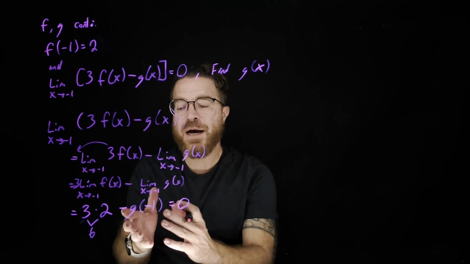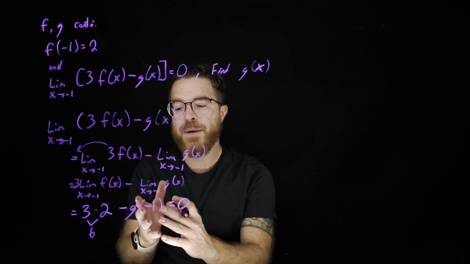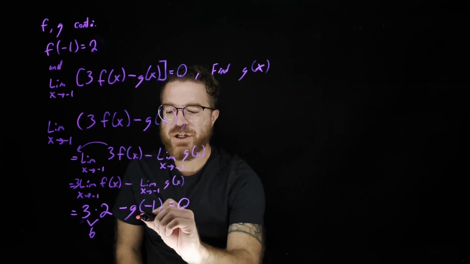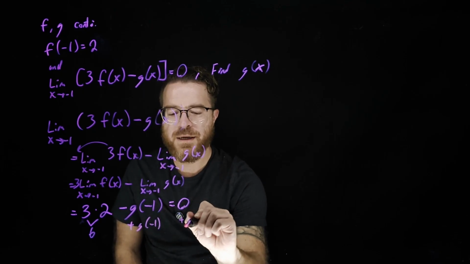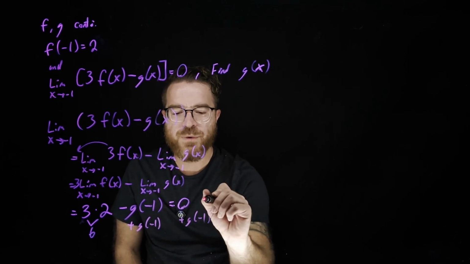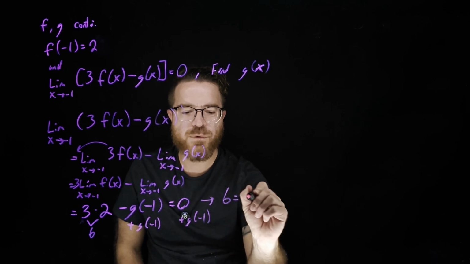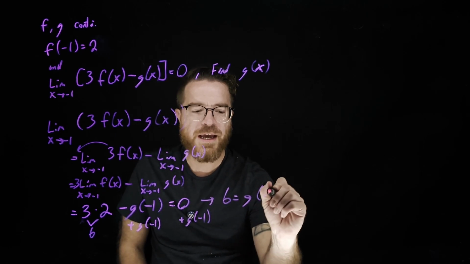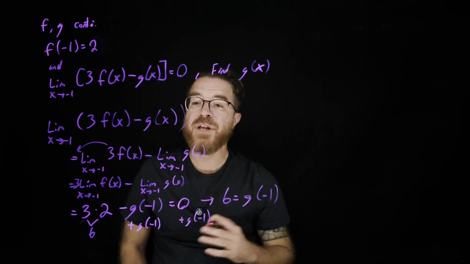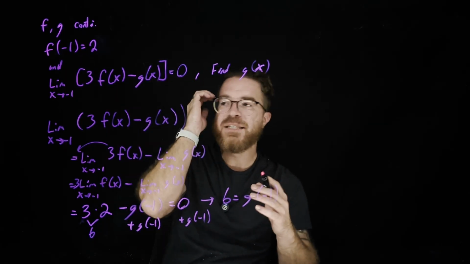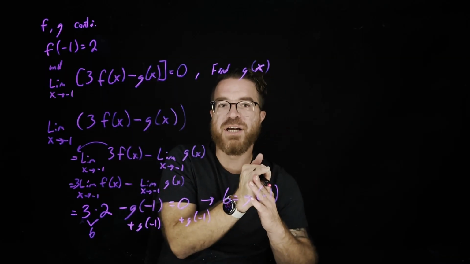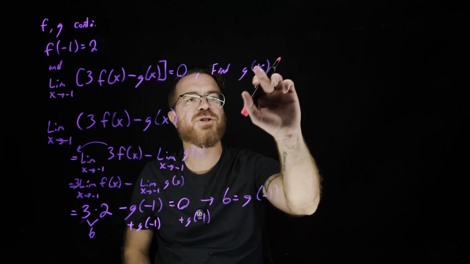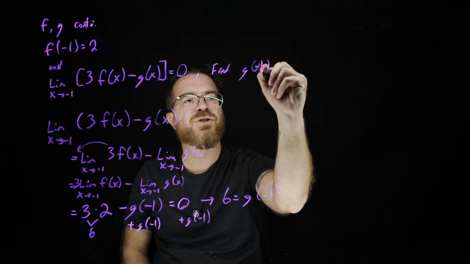So with this now, I want to isolate my g of -1. Because this is negative, what I'm actually going to do is add g of -1 to both sides, which is going to give me 6 is equal to the function g at -1. So therefore, we now know the limit of g of x as we approach -1, right? Because I actually wrote this wrong. This should have been g of -1.